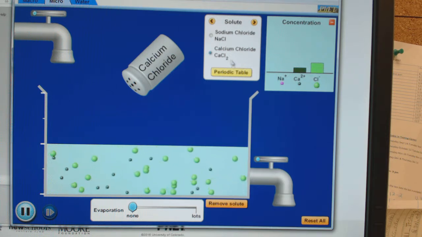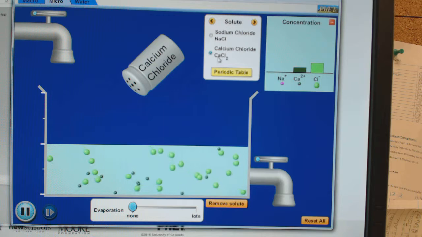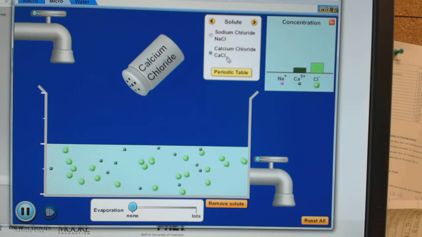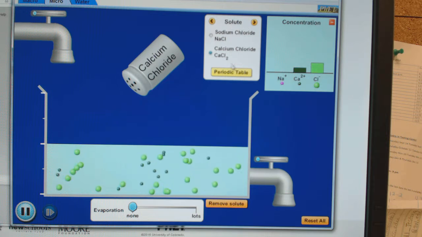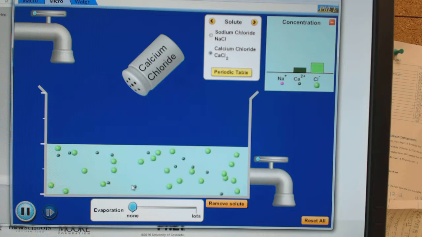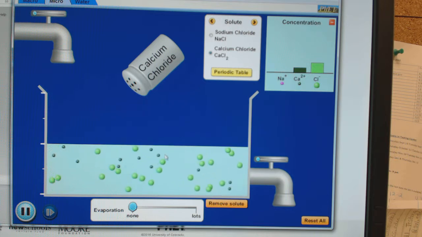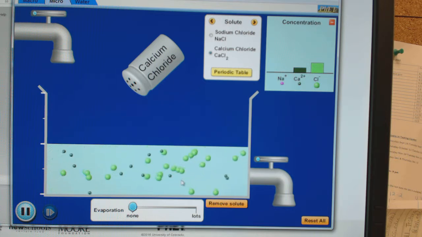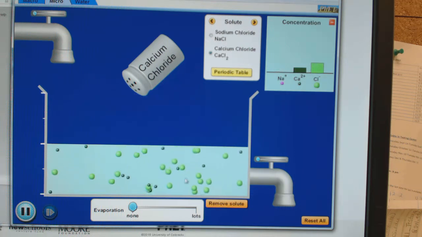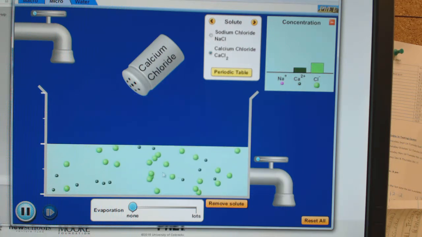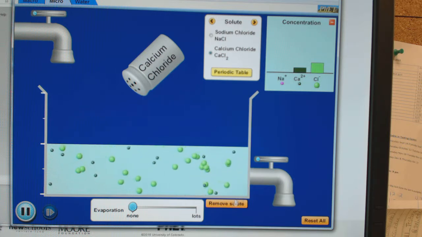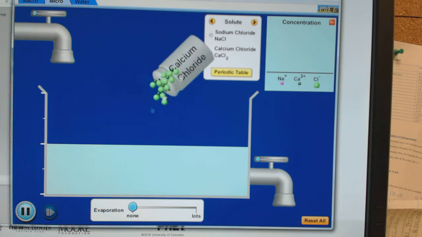So there's one calcium and two chlorides for every ion that goes in, and then they separate into these three different parts. You can see here the smaller dark green one is the calcium, and the bigger light green ones are the chlorides, and you can see that there's twice as many chlorides as calcium. So the chlorides don't stay together and the calcium doesn't stay with the chlorides. Let me just do that one more time and watch what happens.